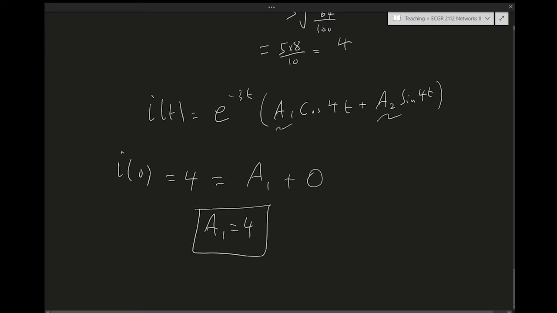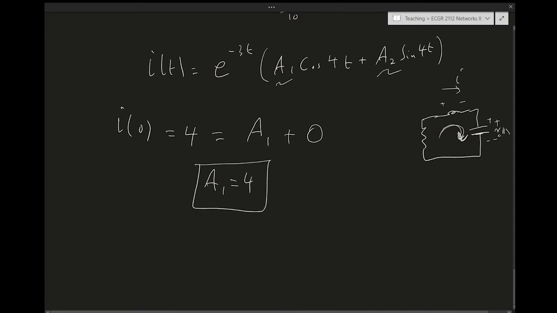How do we find the second constant? Well, the other initial condition that we have is the capacitor voltage, right? So we need to apply KVL. We know the inductor current. We solved for I, right? So we need to apply KVL on this loop to solve for the capacitor voltage, and then we use the initial condition on the capacitor voltage. So we need to solve for VC of t, right? So what is VC of t?